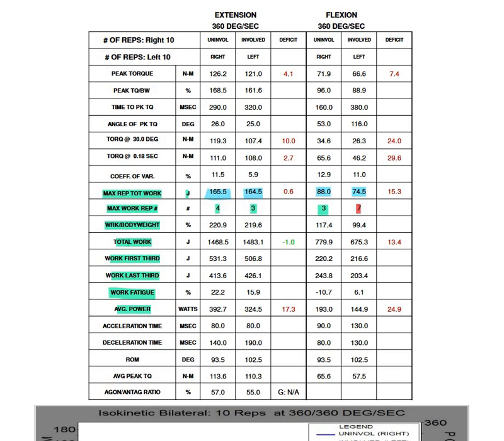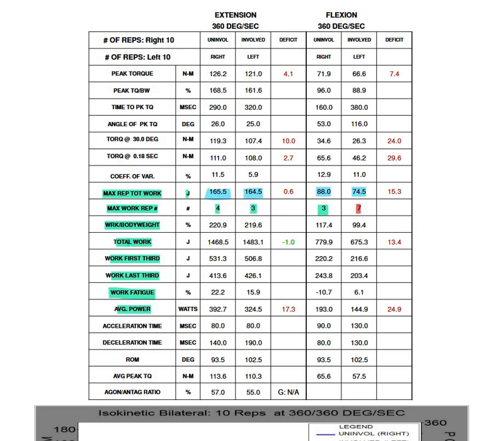So for any test that is 180 degrees per second with a higher repetition range, so sort of 5+ repetitions, this starts to become more and more relevant. This is where we really want to look for symmetry between the left and the right limb, as we do with all of these tests, but a bilateral difference here in work fatigue suggests that there is an issue with fatigue more in one limb more so than the other.